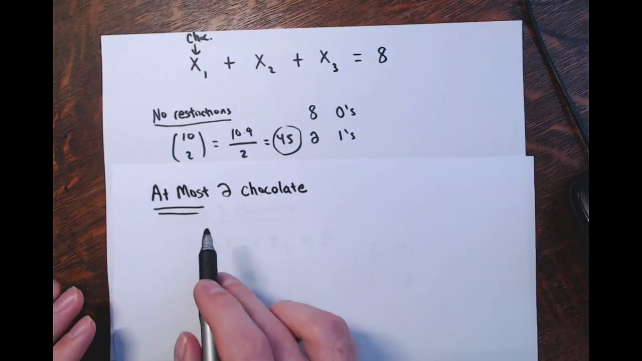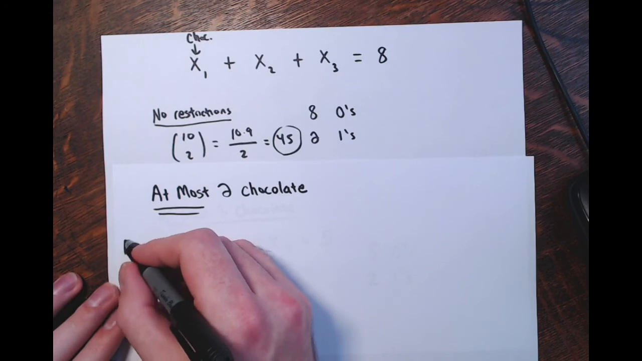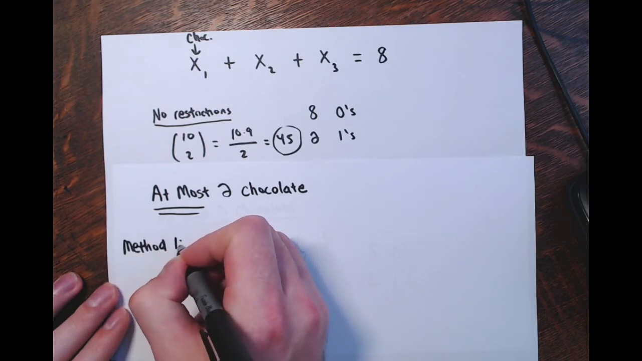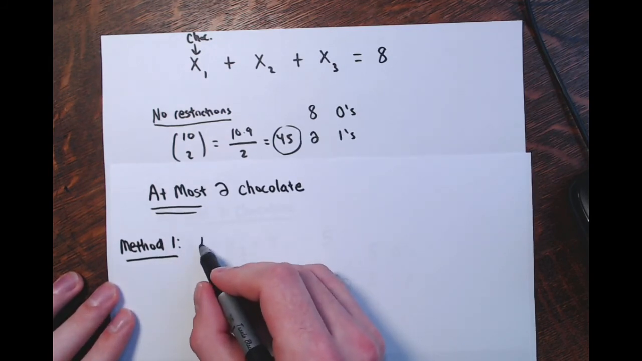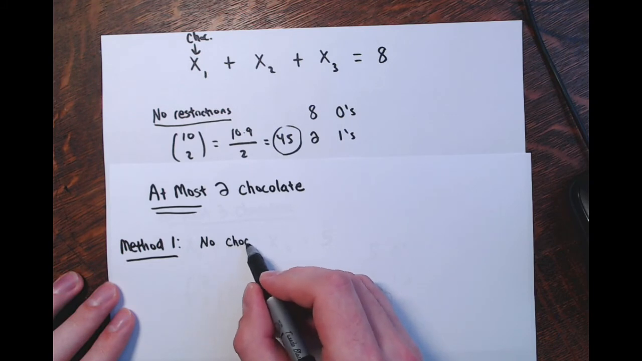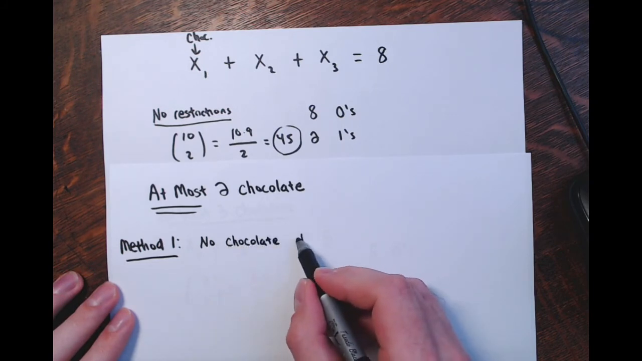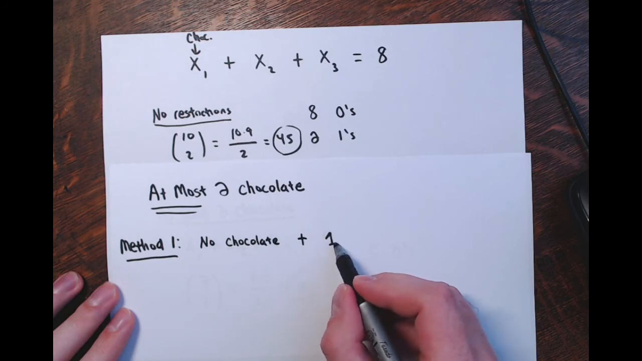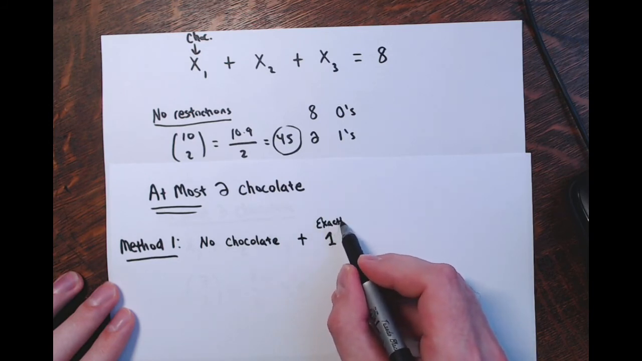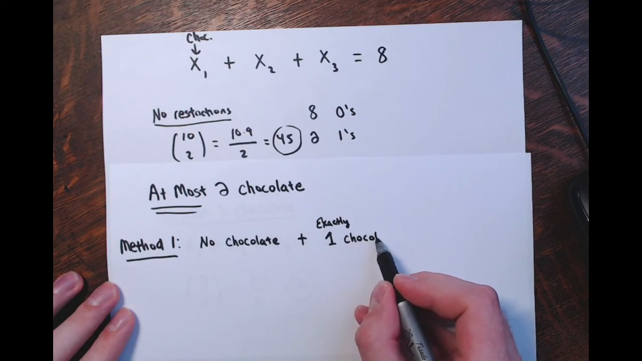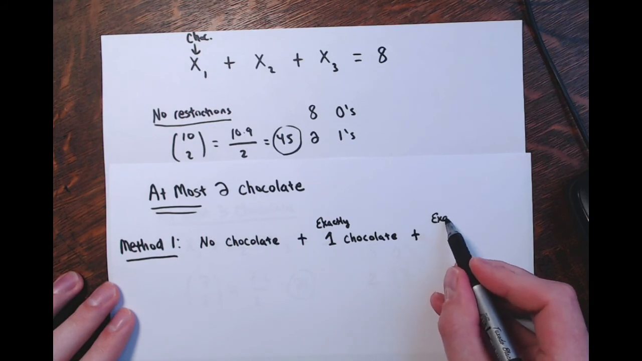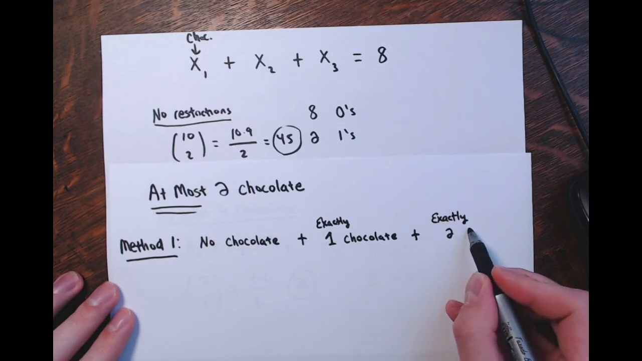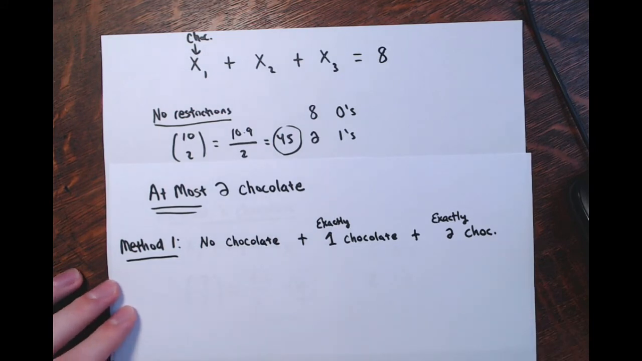Now, what I could do here, I'll call this method one, is look at the different scenarios, at most two chocolate. I could take the number of ways I can get no chocolate, and then add to that the number of ways I get exactly one chocolate, and then add to that the number of ways I get exactly two chocolate, right? Because these are the only ways to get at most two chocolate. At most two means two or less.